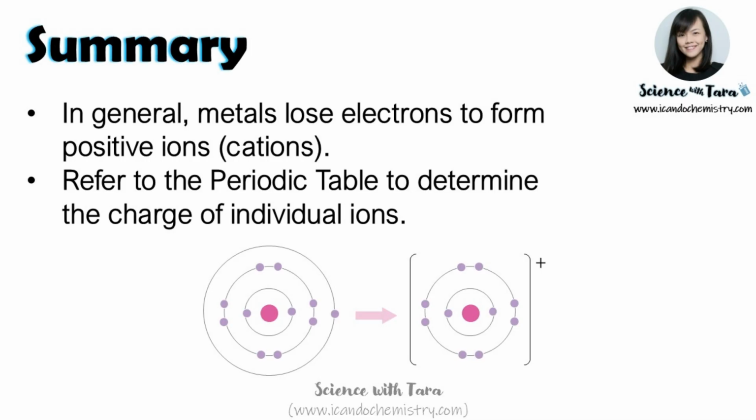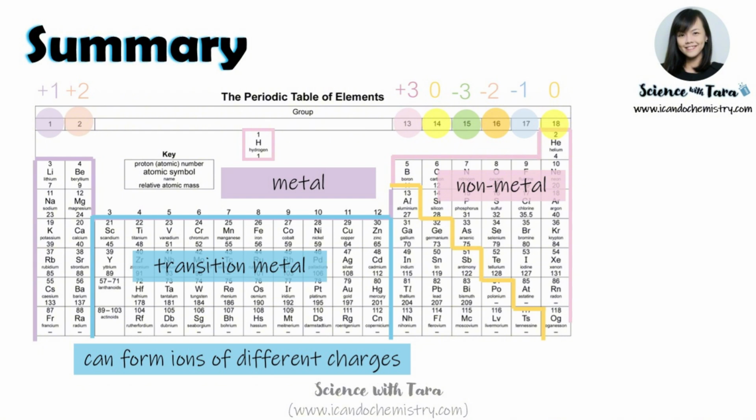To sum up, metals lose electrons to form positive ions. We may refer to the periodic table to determine the charge of these common ions.